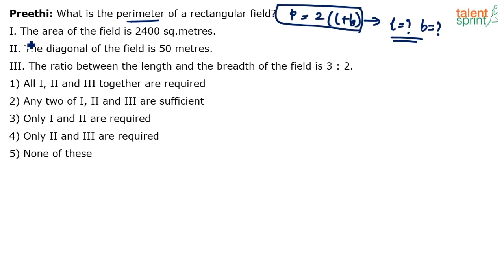Statement number 1. The area of the field is 2400 square meters. Now what is area? Area is L into B. So statement 1 tells us that L into B equals 2400. Is this enough to get the answer? No. Because there's only one equation with two variables. If there's only one equation in two variables, can you solve? No. I know what is L into B, but what is L and what is B is not known to us. So statement number 1 does not give you the answer.